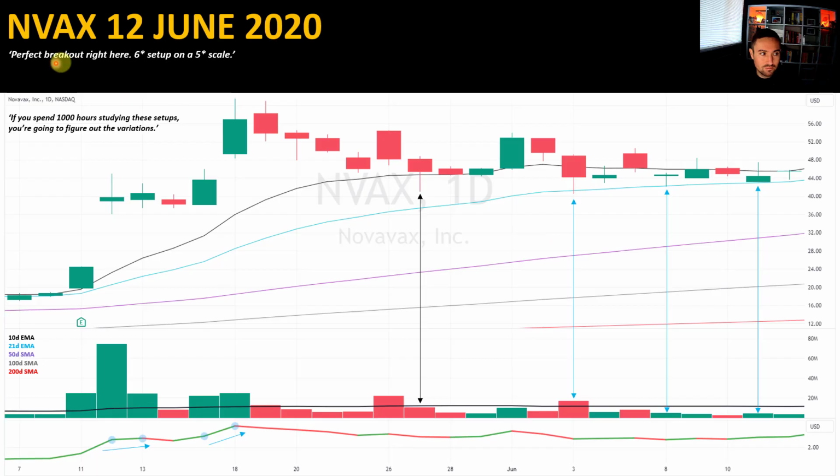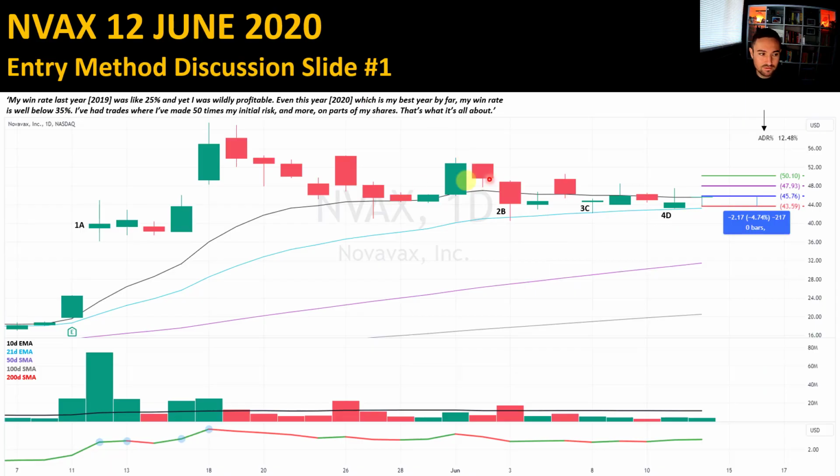NVAX. Perfect breakout right here, 6-star setup on a 5-star scale. So this is a ridiculously good setup. Remember what I was saying about earnings potentially being a catalyst, 52-week highs coming through and a powerful move thereafter. So let's go through, right? 1A, good reaction to the earnings, 52-week highs. 2B, shakeout demand tail off of the 21-day EMA. 3C, another shakeout demand tail.